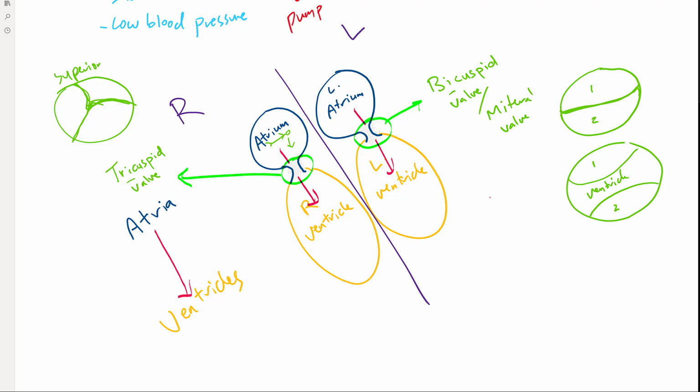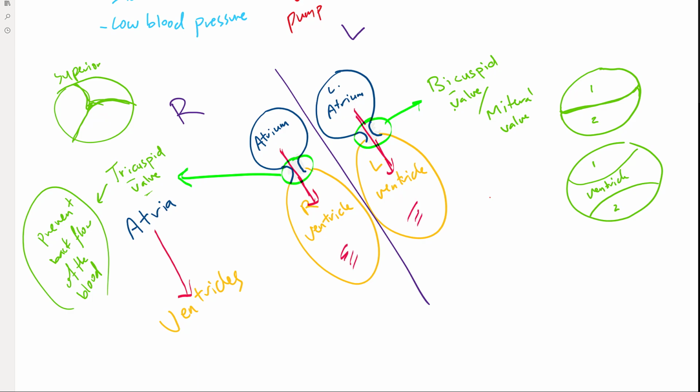Now, the function of the valves is to prevent the backflow of the blood, which means that once the blood is in the ventricles, it cannot go back. So always this valve or this valve, and in general all the valves we are going to see, this is their function, to prevent the backflow of the blood. So no blood will go in the opposite direction. Always the blood will flow in one direction. Okay?